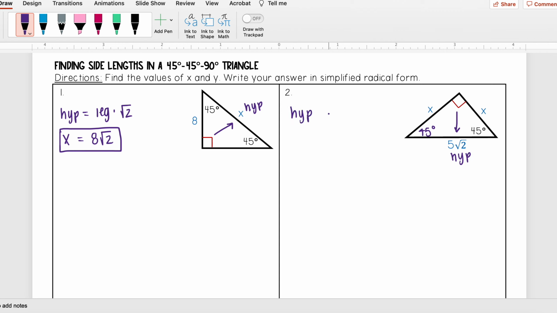And so I know for this theorem that the hypotenuse is equal to leg times the square root of 2. Plugging in what I know, I have that the 5 square root of 2 is equal to x square root of 2. And then solving for x, I'm going to divide both sides by the square root of 2. And I see those cancel to get that 5 is equal to x.